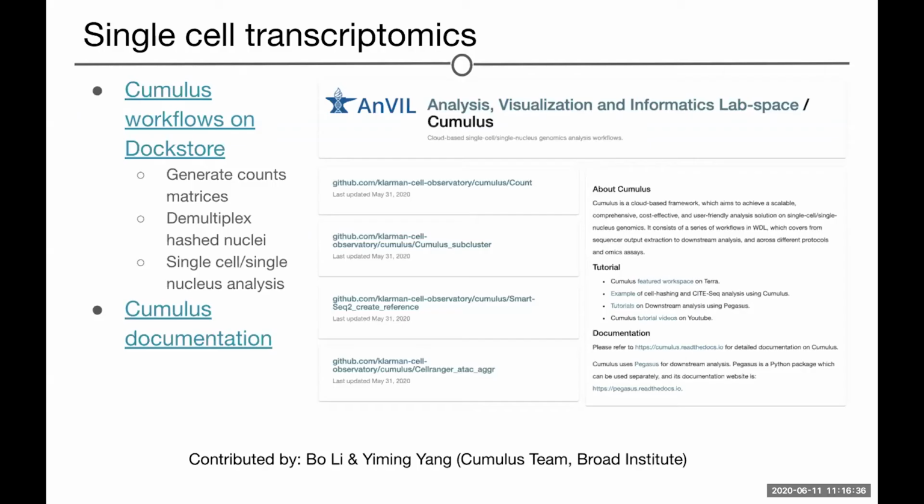Another analysis I thought might be interesting to you all are some workflows for single-cell transcriptomics. Again, this is the AnVIL collection on DocStore, or the Cumulus collection, which is in the AnVIL organization on DocStore. These Cumulus workflows can help you generate counts matrices and demultiplex hashed nuclei. So in addition to single cell, you can also do single nuclei transcriptomics. And then there are workflows to help actually do different types of analyses.